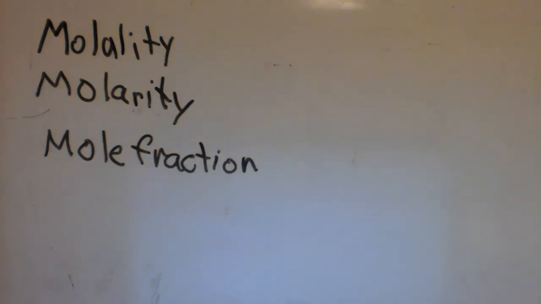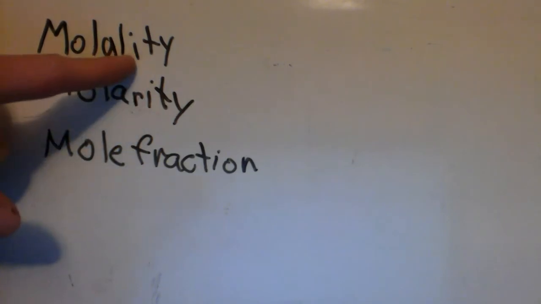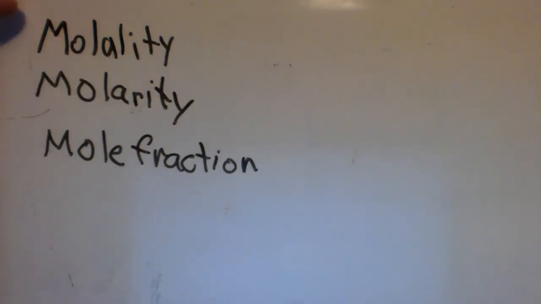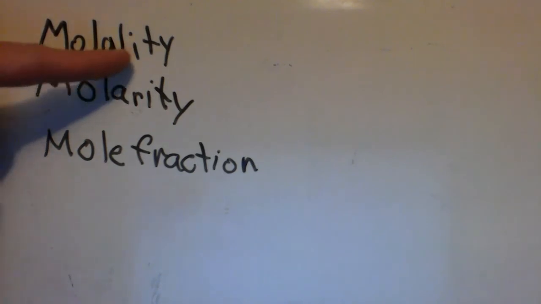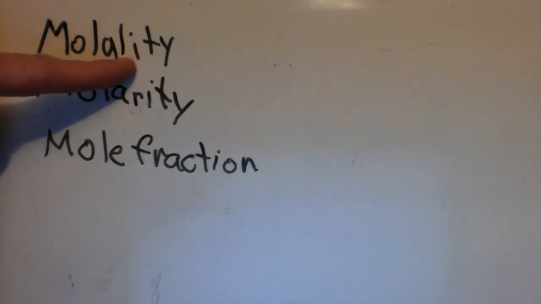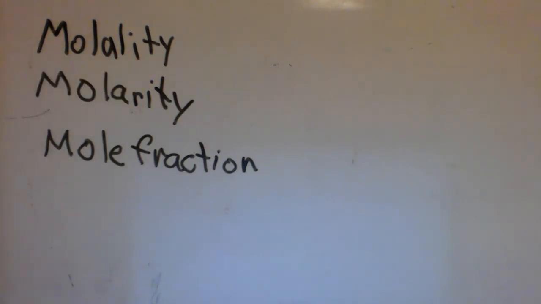In this video, I'm going to tell you how I remember the different fractions that go with each of these terms: molality, molarity, and mole fraction. Notice that molality and molarity only differ by a single letter, an R or an L. The way I remember molality is that L is the closest letter of the two, R or L, to the letter M, and M stands for mass. And in molality, the bottom of the fraction has to do with mass.